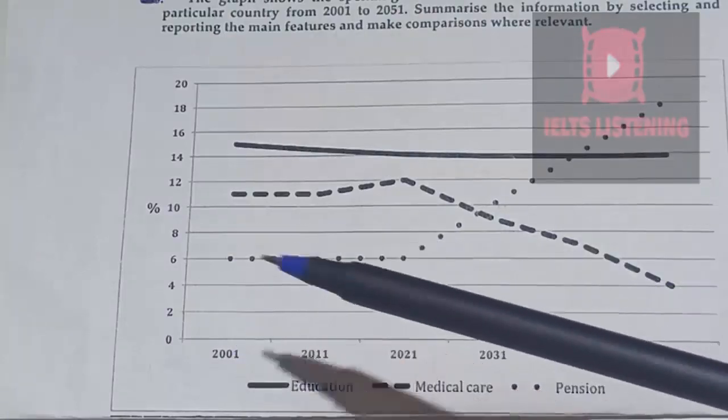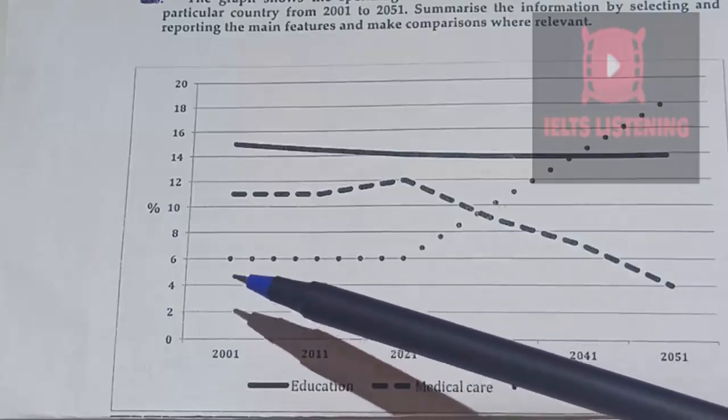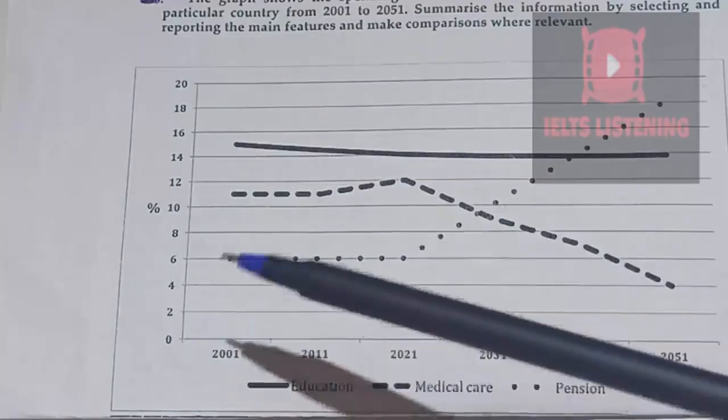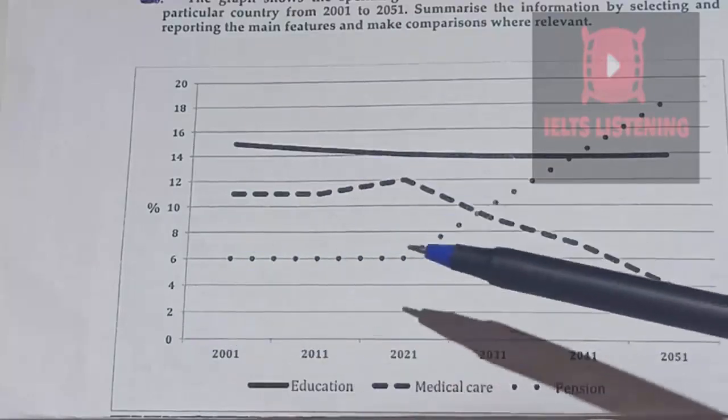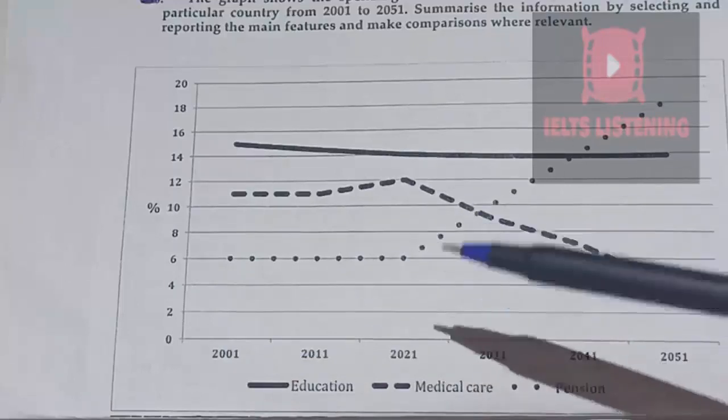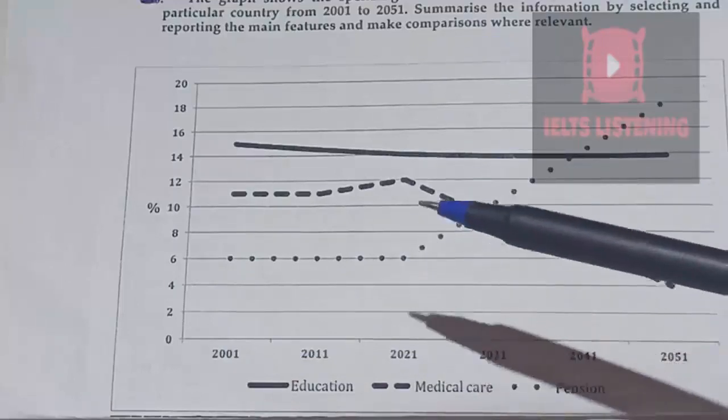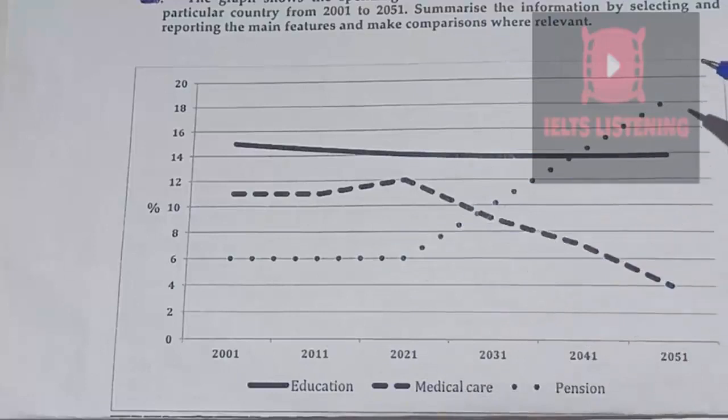Now lastly, for pension, we can see the amount spent on pension was stagnant till today, but after this year it is projected, or estimated, to increase to 18%. So let's have a look at how we will answer this.